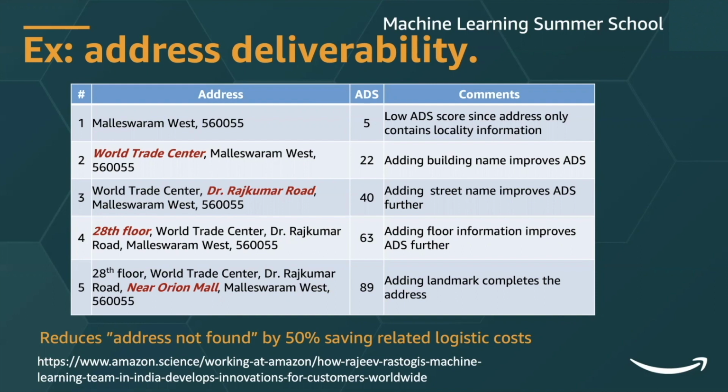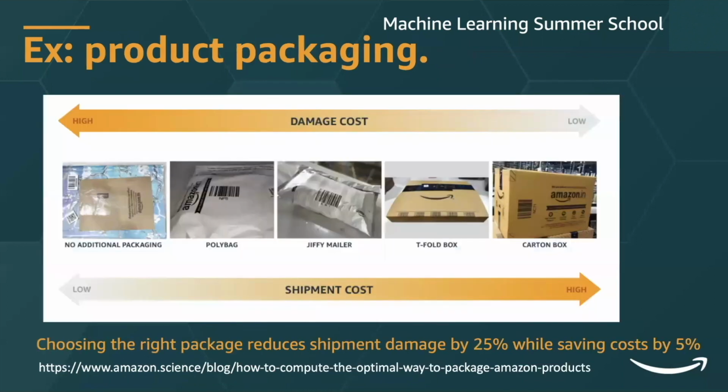And the ML model assigns it a very low score, the address deliverability score, ADS, which you see in the second column. As you improve the address by adding more details, like the building name, the road, the street where this building is, the floor, the building that it has to be delivered to, a landmark, the score keeps improving. And this helped reduce the number of address not found problems at the time of delivery by almost 50%, significantly saving logistic costs.